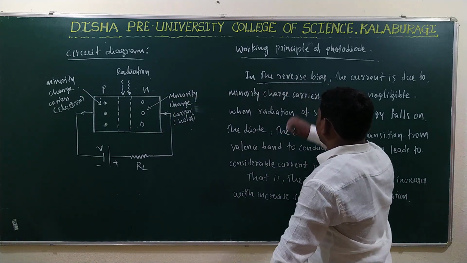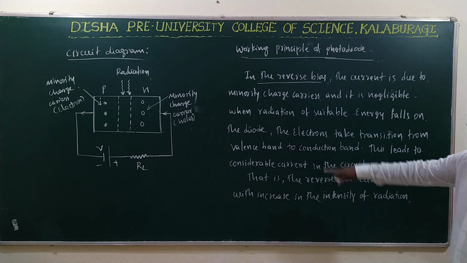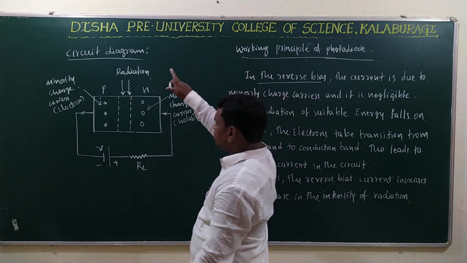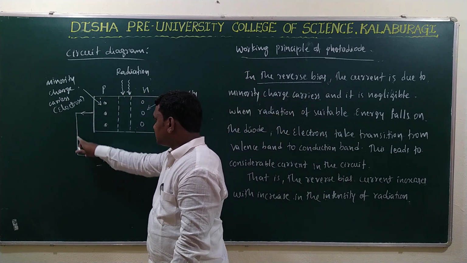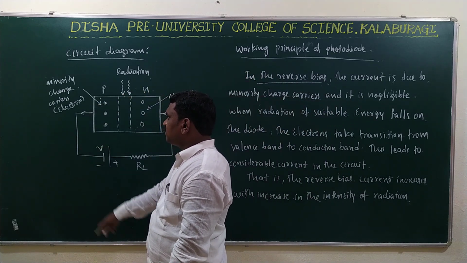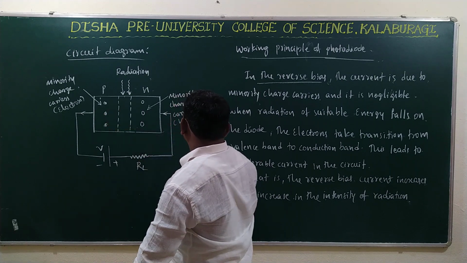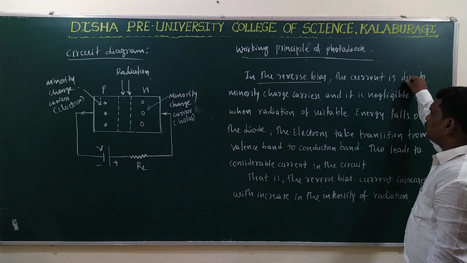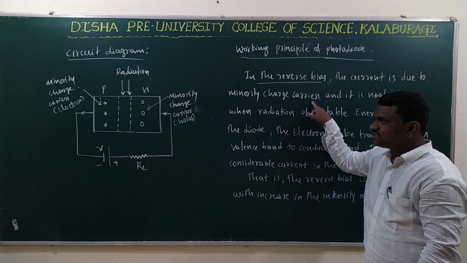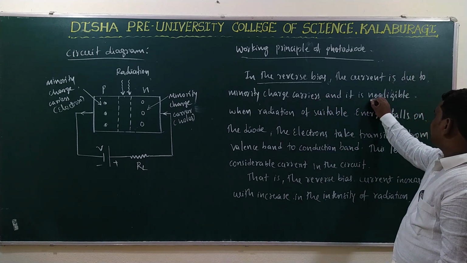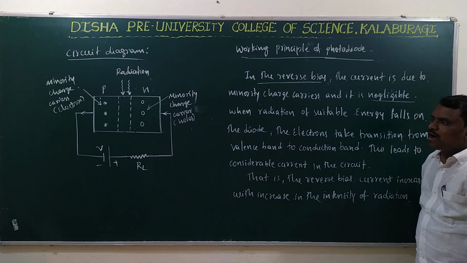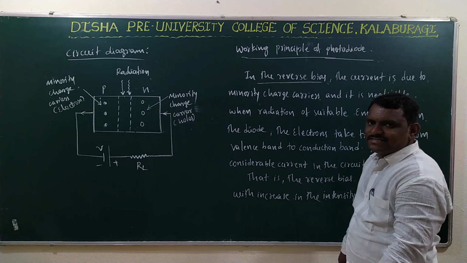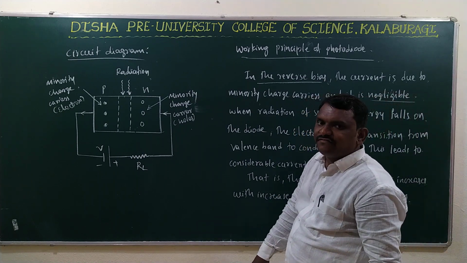In the reverse bias, what is called reverse bias? The P type of the semiconductor is connected to the negative terminal of the battery. That's why it is called a reverse bias. The current is due to minority charge carriers and it is negligible, which means a very small amount of current is produced by the minority charge carriers. It is also known as a drift current.